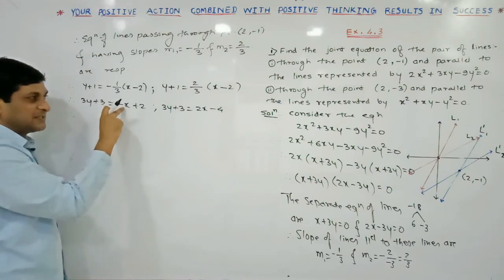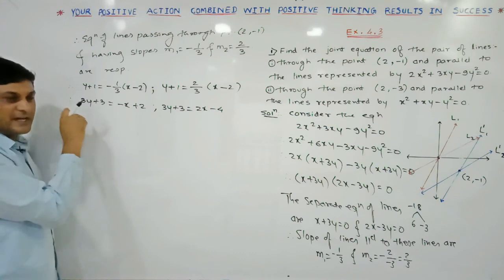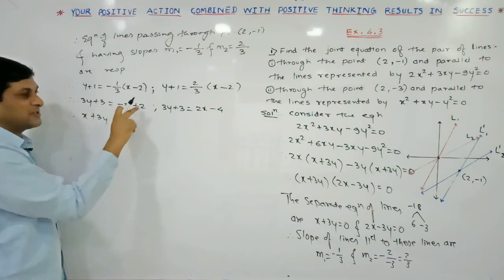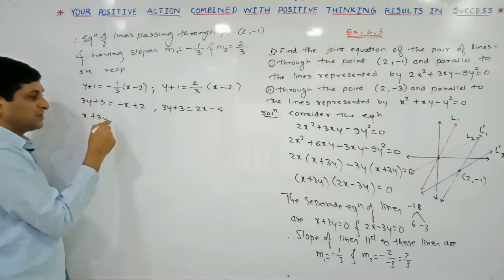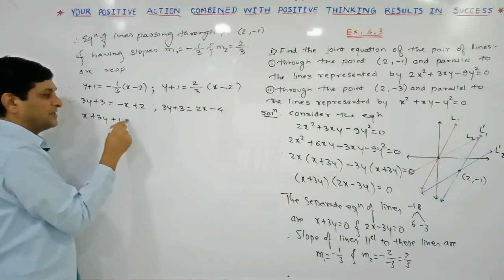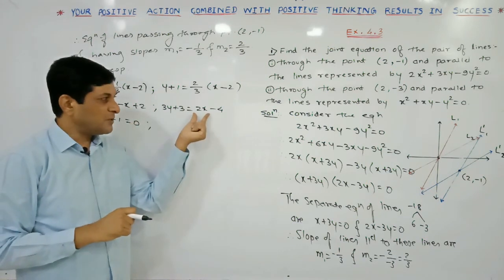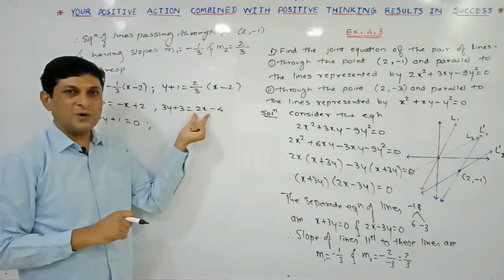Here the term of x is negative, so collect all these terms on this side. So minus x on this side will become plus x, plus 3y, keep it as it is, plus 2 on this side will become minus 2. 3 minus 2 is 1, plus 1 is equal to 0. Now write down this equation in the standard form. If you observe, the coefficient of x is positive on this side.